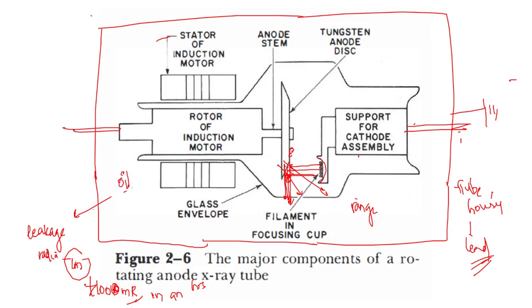To prevent that, we have filled the space between this X-ray tube and this lead housing with oil. This oil will prevent the short circuiting of the grounding wires and the tube. And this oil will also work as a method for dissipation of heat.